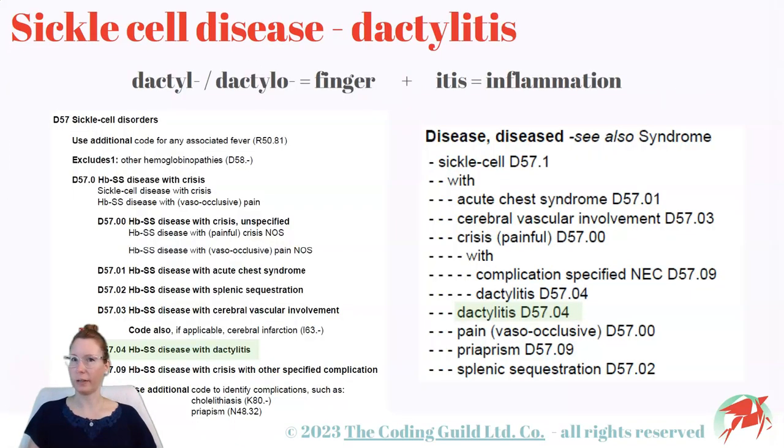Our next topic is sickle cell disease. There were 3 changes made here. The first is the addition of new codes to specify dactylitis as a complication of the disease. Dactylitis is serious finger or toe swelling and pain affecting pediatric patients up to 6 years of age. Here are the new codes in the tabular and in the index.